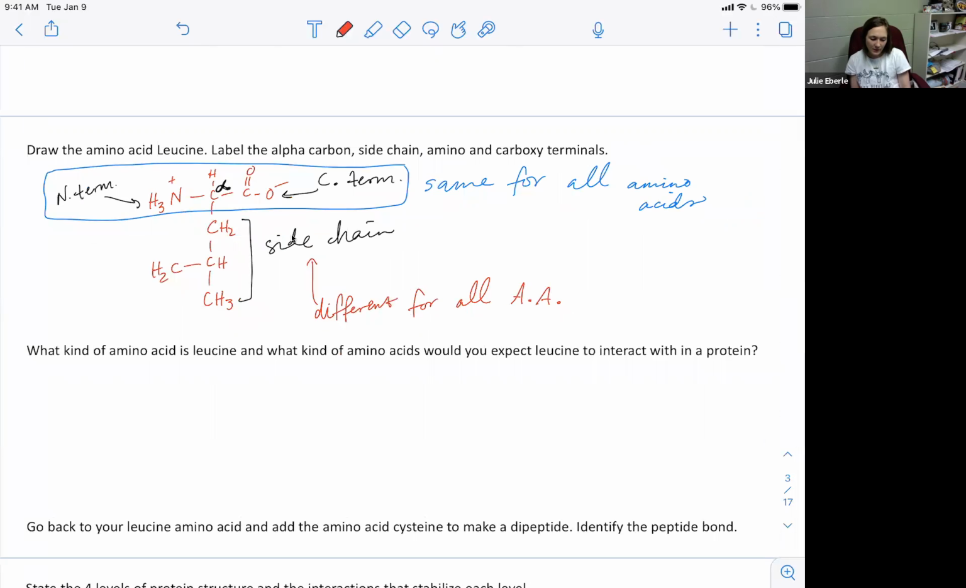Okay, next question. What kind of amino acid is leucine, and what kind of amino acids would you expect leucine to interact with in a protein? So we can classify amino acids. They are classified according to what part? Polar, non-polar. Polar, non-polar, those are two types of classifications. And which part of the amino acid are we looking at when we're deciding what kind of amino acid it is? The side chain. So is the amino acid polar, non-polar? There's two other types of classifications besides polar and non-polar.